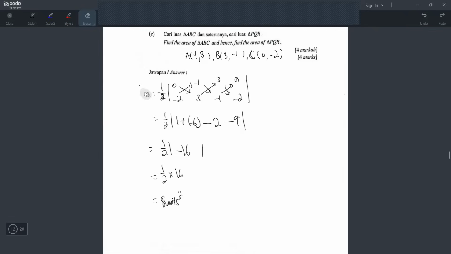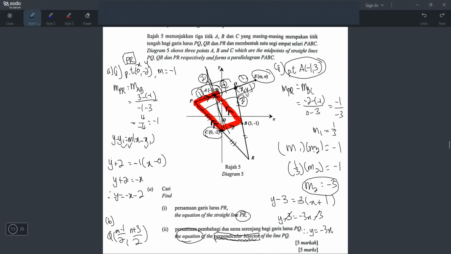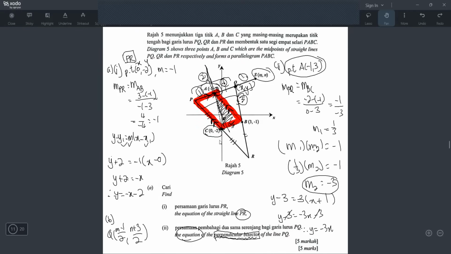Okay, this is the area of ABC. So actually, I should write area of triangle ABC here, because I'm using the ABC coordinates, right? Then they want you to find the area of triangle PQR. Okay, let's look at PQR. Where is PQR? ABC is this small one, right? And PQR is the big one, this one, right? They didn't give the PQR coordinates. Even if they did, you shouldn't use the area formula again. Just look at the PQR triangle.